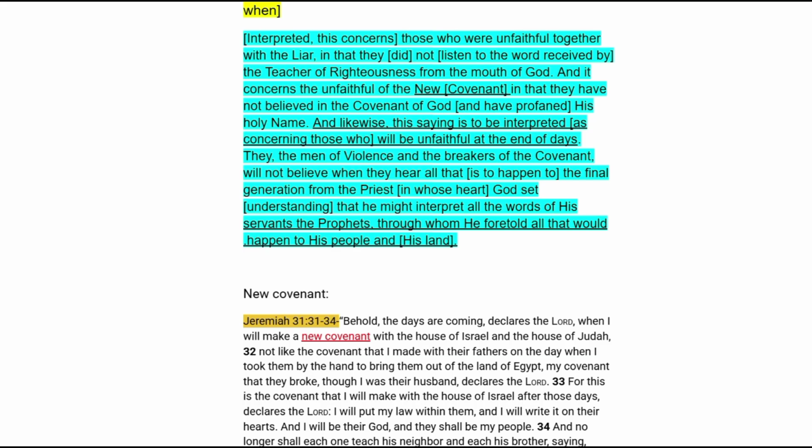How amazing this is. How can you read this Habakkuk commentary and think that this isn't new, that this isn't amazing? How can you not be drawn close to Christ just by looking at this? It lights a fire in my heart.